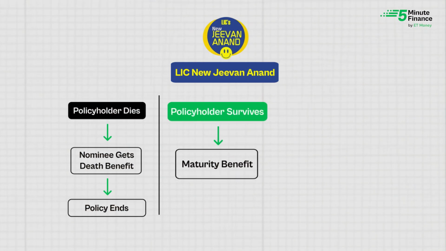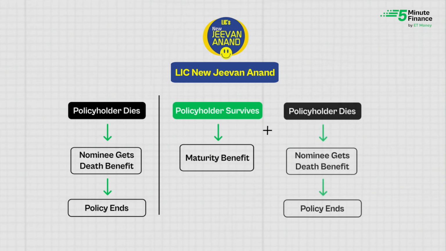Now it has another benefit which makes it so popular. If the insured person survives the policy term, he or she is paid the maturity benefit. But the life insurance part still continues even after the maturity of the policy. So if you survive, you get the maturity benefit, and on your death, eventually the family will get the death benefit. That is what LIC calls as the twin benefits of maturity and lifelong insurance cover thereafter.